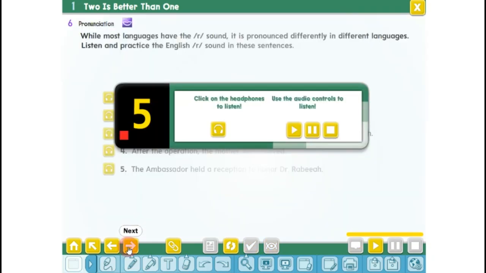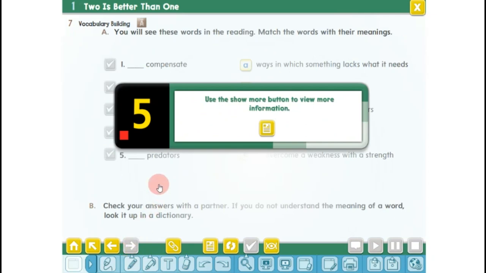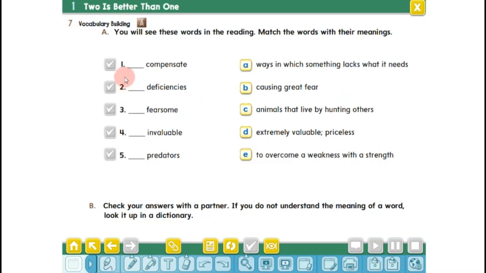Now we will move to another question, the last question on the page 11. You will see these words in the reading. Match the words with their meaning. Here are five new words and their meanings. We want to match these words with their meaning. Number one, compensate. Compensate تعني عوضا على أو كافأ. Means E, to overcome a weakness with a strength. تغلب على الضعف بالقوة, بيعوض الضعف بالقوة ويتغلب على, يبقى compensate.